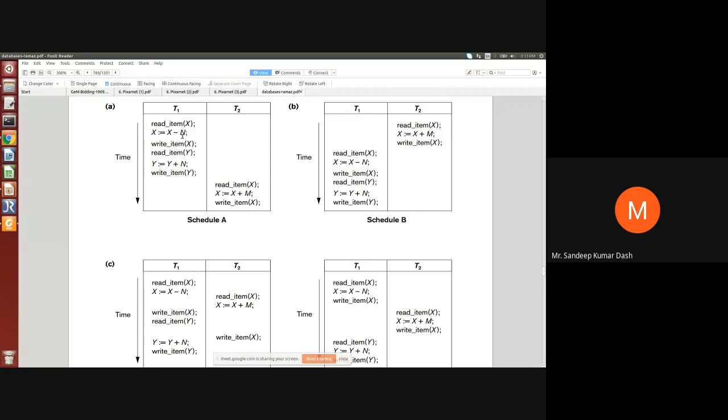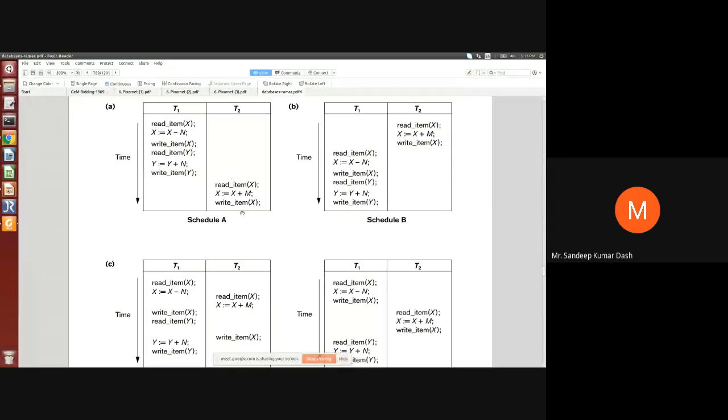Like these are the operations under transaction T1. They start and they finish fully. That means T1 is over, then T2 is starting. Similarly, here T2 is getting over first, then T1 is starting. This is the serial manner in which they are getting executed. First this one, then this one. In this case, first this one, then this one.